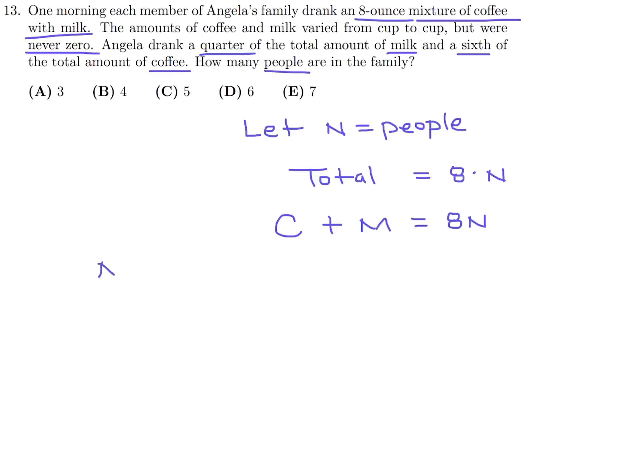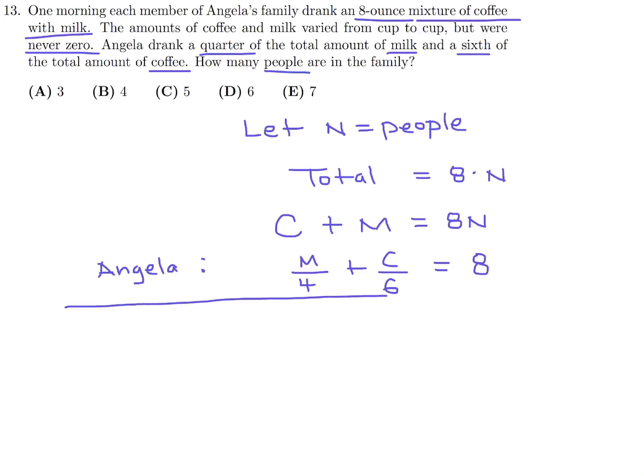Our second equation involves Angela, because they say that she consumes a quarter of all the milk, so M over 4, plus a sixth of all the coffee, C over 6, and that is equal to 8. Just 8 ounces because it's just Angela. And each member of the family drinks 8 ounces. That's what the question tells us. Okay, so we've got two equations.